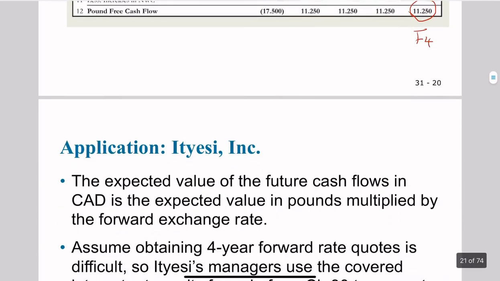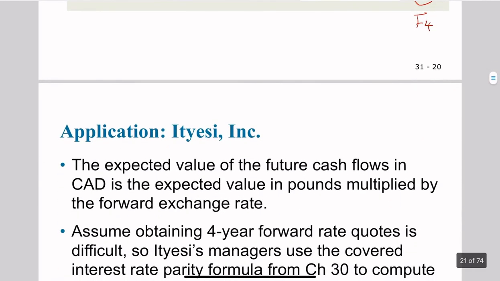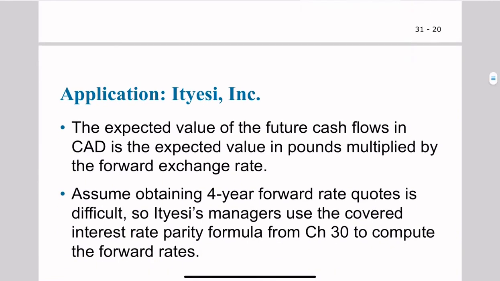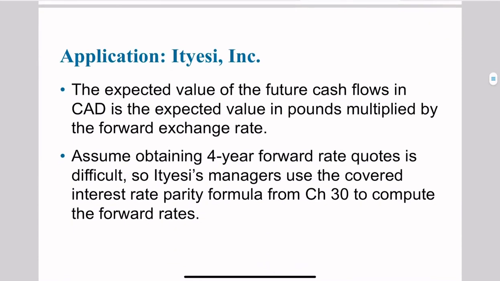So let's assume you cannot obtain the 4-year forward exchange rate quotes. Let's say it's just too far away, right? Let's say this kind of quote does not exist. Then how do you get this quote? Well, you can actually use the covered interest rate parity from chapter 30 to compute the forward rates.